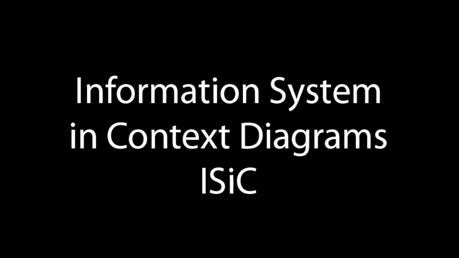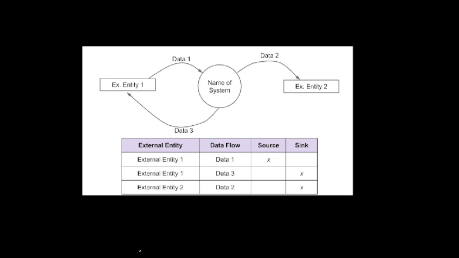In this video, we're going to talk about information system in context diagrams. This is a type of diagram that you need to be able to draw for IPT. It should not be confused with the context diagram, which we've already covered. Here's an example of a context diagram, which shows the system, the external entities, and the data flow within the system.